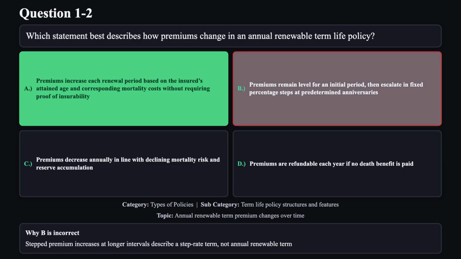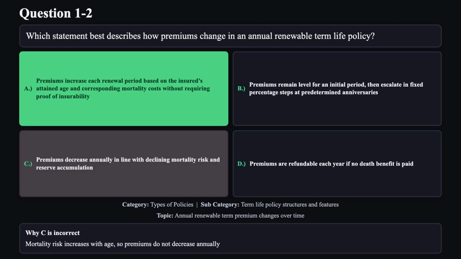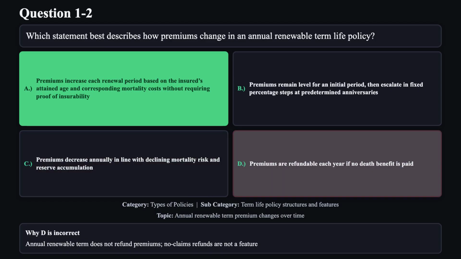Reason B is not correct. Stepped premium increases at longer intervals describe a step rate term, not annual renewable term. Reason C is not correct. Mortality risk increases with age, so premiums do not decrease annually. Reason D is not correct. Annual renewable term does not refund premiums. No claims refunds are not a feature.